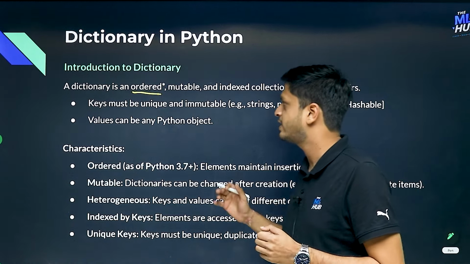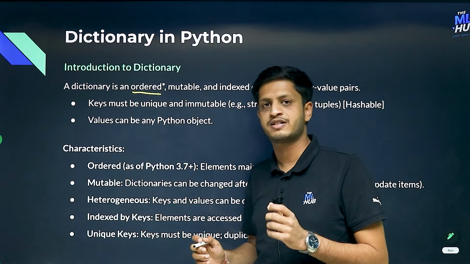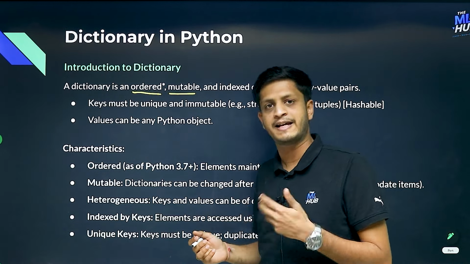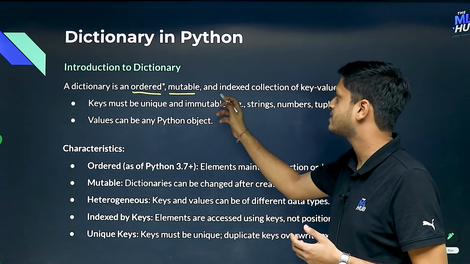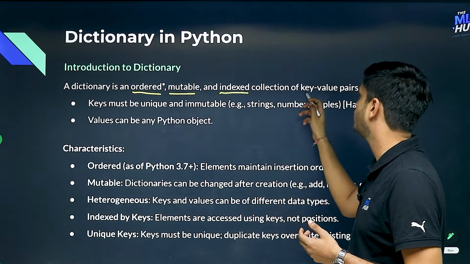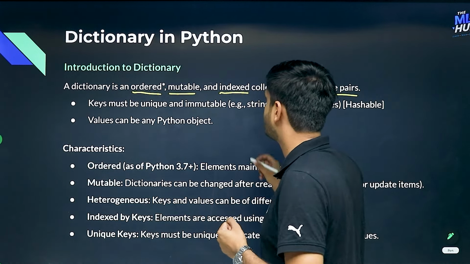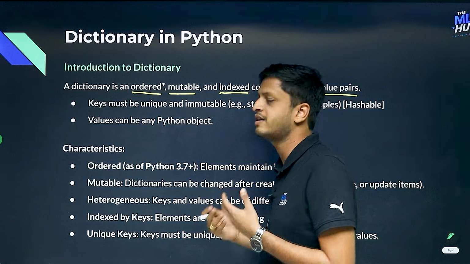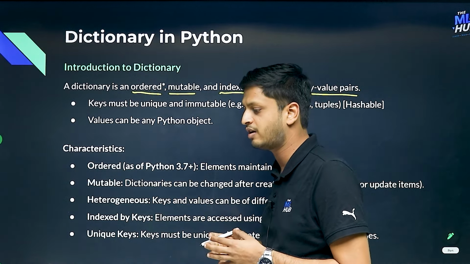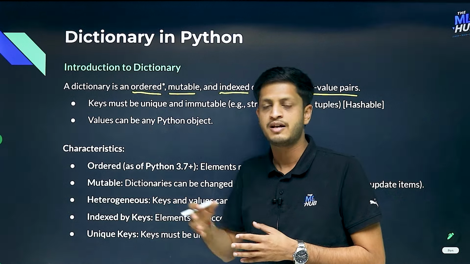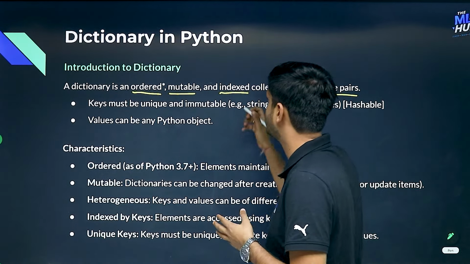In the latest versions you will see dictionaries are ordered, mutable, they are always mutable, once created they can be changed, and indexed, collection of key value pairs. Indexed is also special here. The indexing is not on values, like you cannot say this is the position of an element like 0, 1, 2, 3. In dictionary the indexing is done on keys.